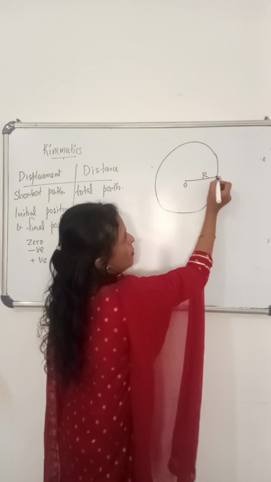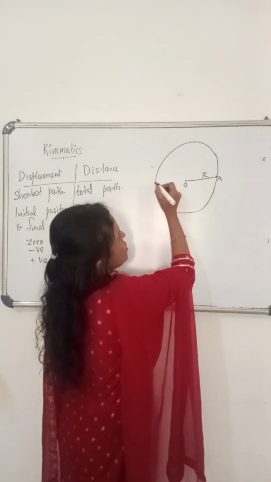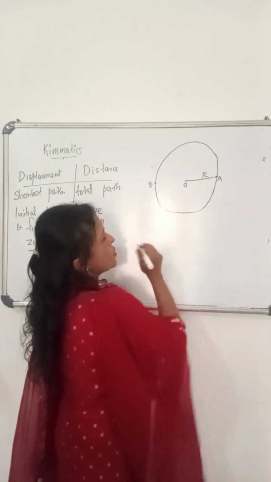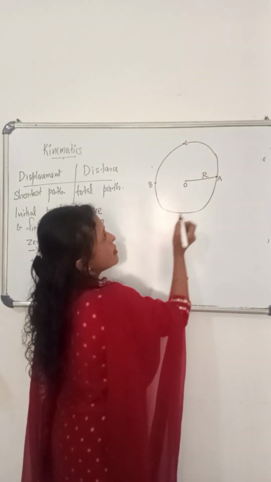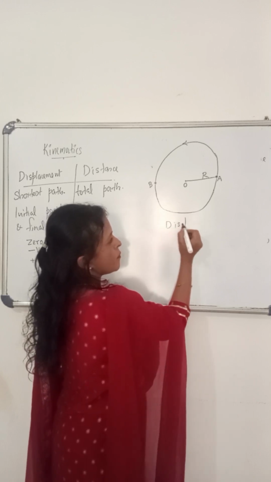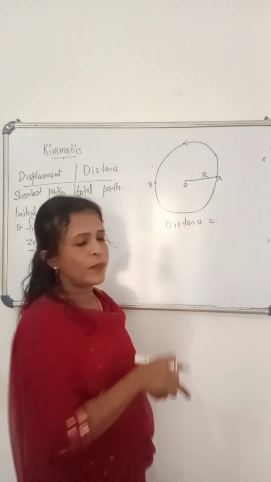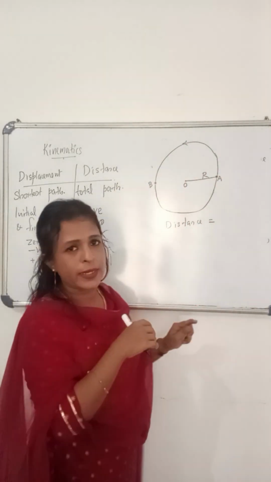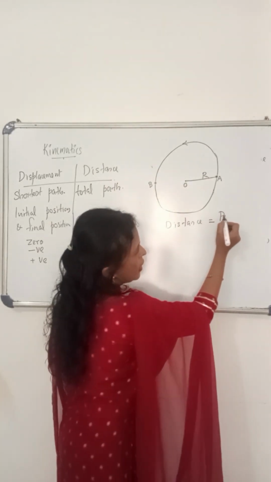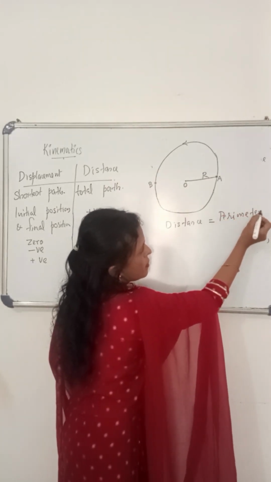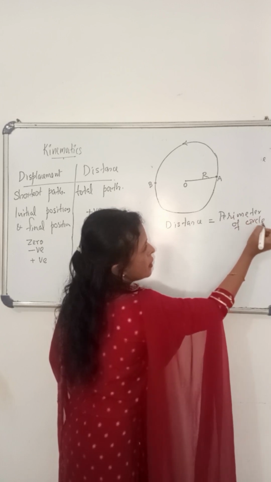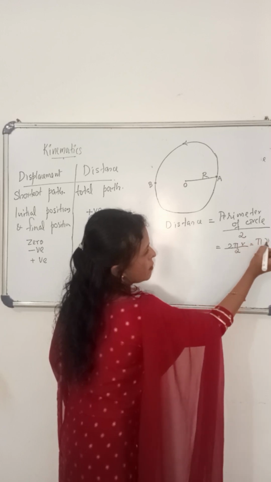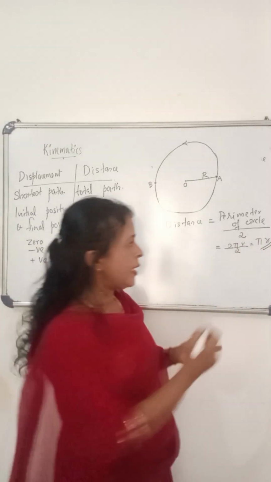A particle is moving from A to the diametrically opposite point, up to this it reached. Then what is the distance? We know that the total perimeter of the circle is 2 pi r. So it covered half of the perimeter, that means perimeter divided by 2. That is 2 pi r divided by 2, which is equal to pi r. This is the distance, in meters.